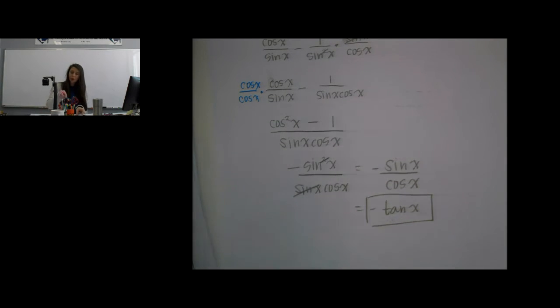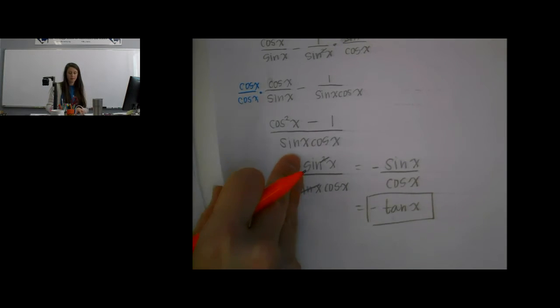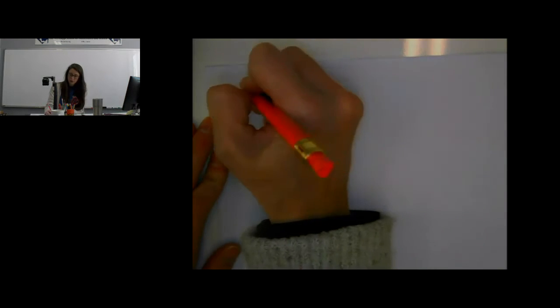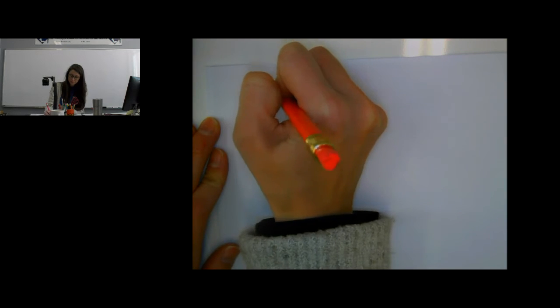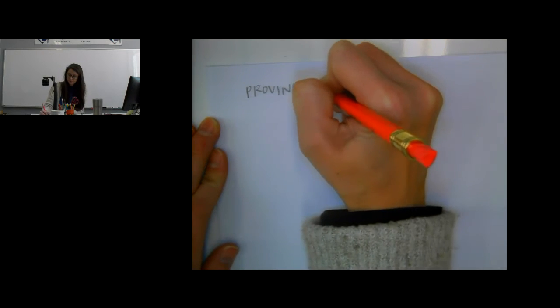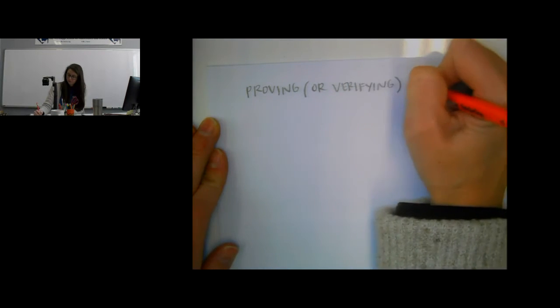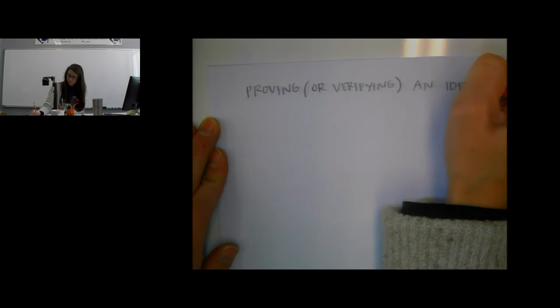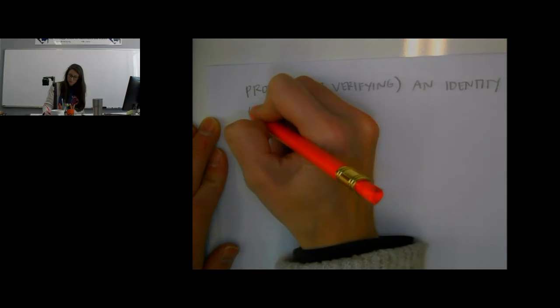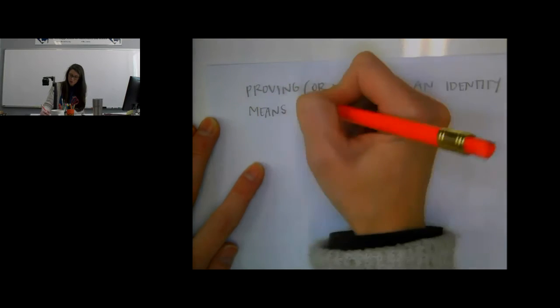Good deal? Okay, so today we are going to verify, and we are going to verify as much as we can. Verifying basically is simplifying, but you know what you're going to be working towards. So there's going to be an equal sign that you're going to be working towards. So proving or verifying just means to show that both sides are equal.